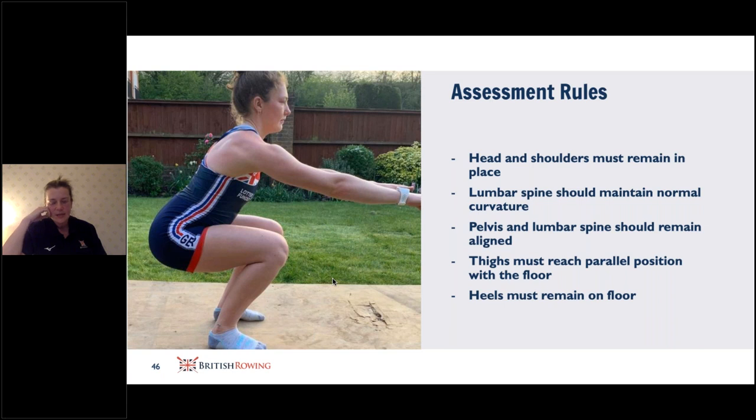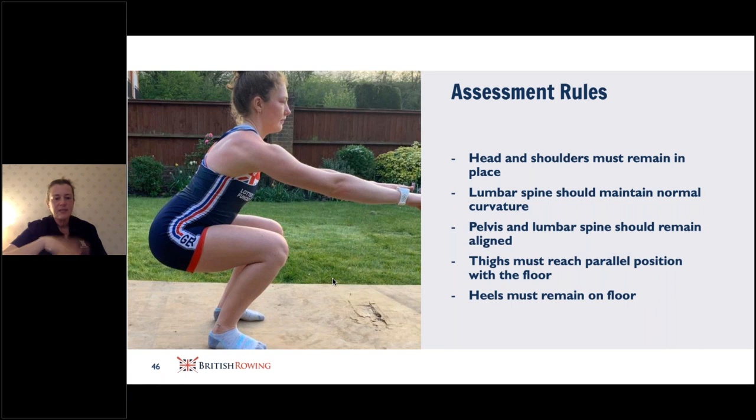Lumbar spine should be staying in a normal curve, so keeping it nice and natural, in terms of not overemphasizing a curve either posterior or anterior. And thighs must remain in a parallel position once we're getting into that position as well, heels remaining on the floor. So when you're assessing yourself, or when your athletes are assessing themselves, those are the key points that we want to be assessing and looking at.